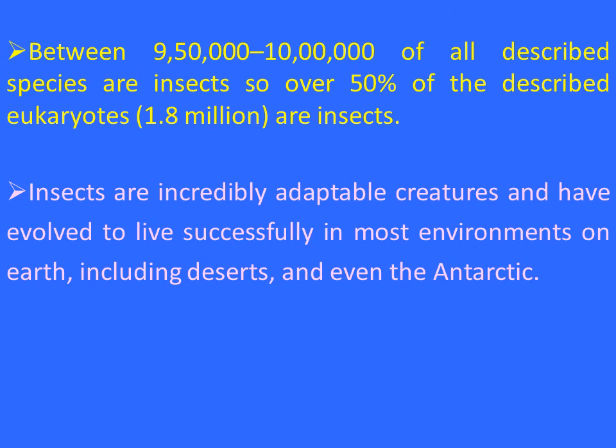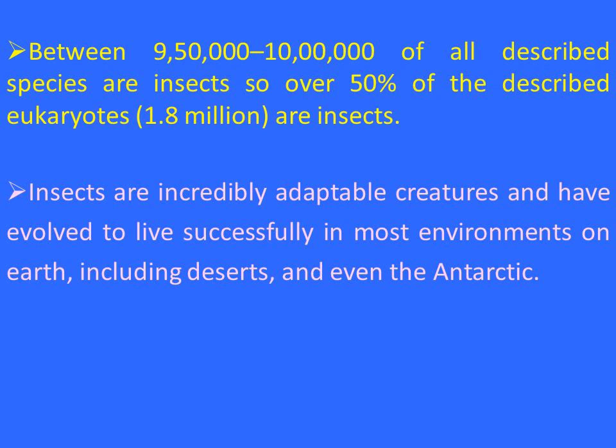Now, between 9,50,000 to 10 lakhs of all described species are insects. So mind you, the proportion of these species on the globe is over 50% of the described eukaryotes. Nearly 1.8 million are insects.